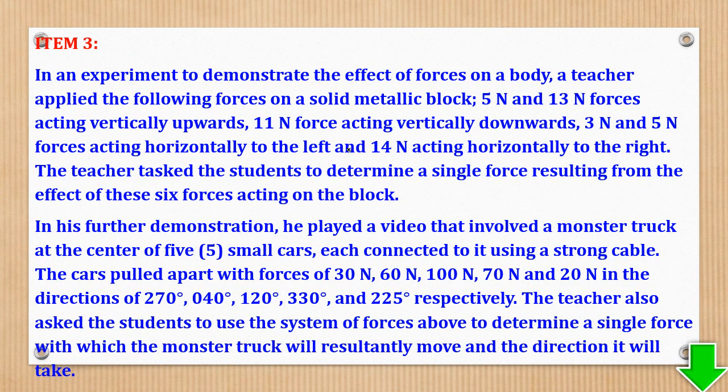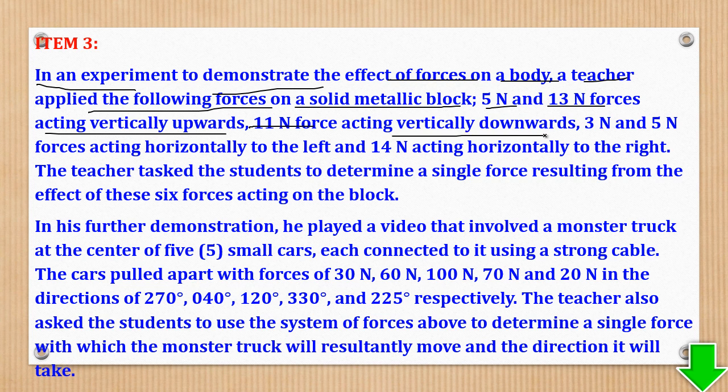Then item 3 is on mechanics, mainly resolving. It says, in an experiment to demonstrate the effect of forces on a body, a teacher applied the following forces on a solid metallic block. 15 Newton and 13 Newton forces acting vertically upwards. Note that word, vertically upwards. 11 Newton force acting vertically downwards. 3 Newton and 5 Newton forces acting horizontally to the left, and 14 Newton acting horizontally to the right.